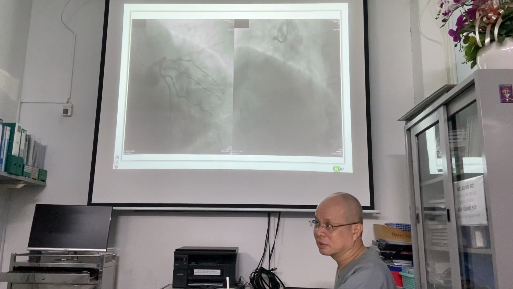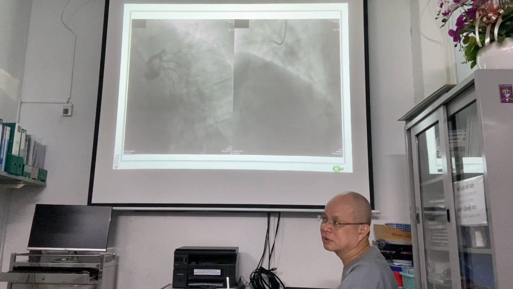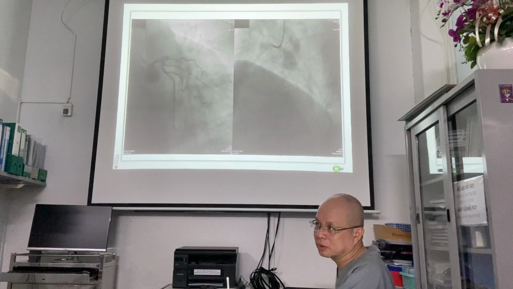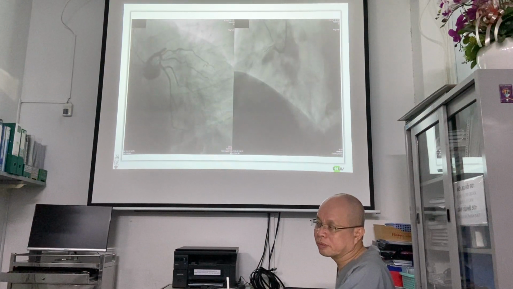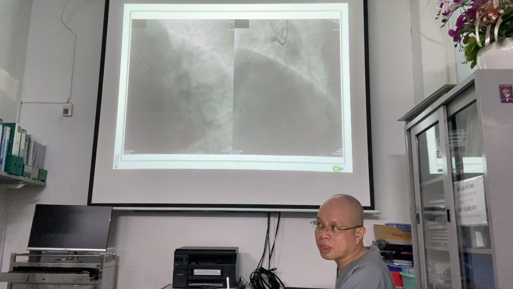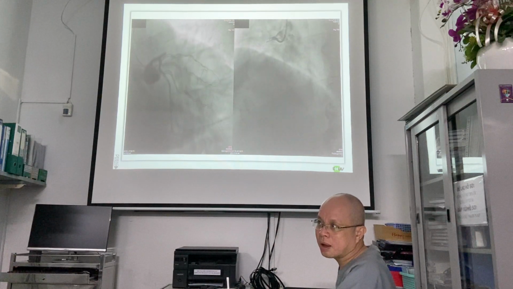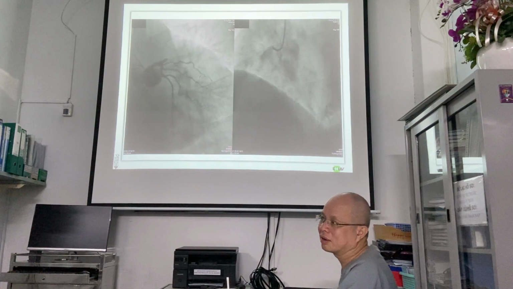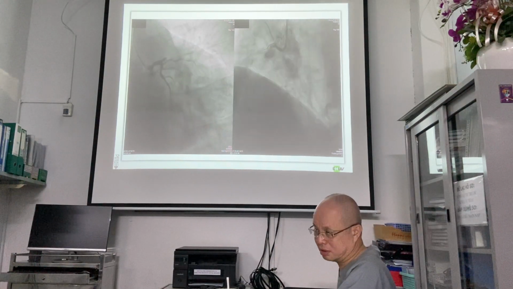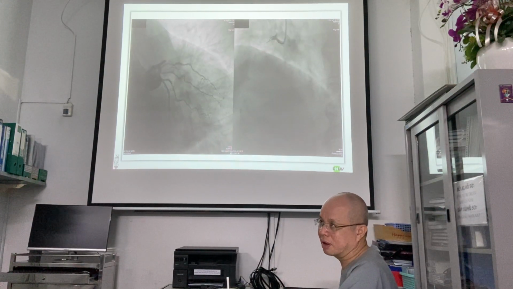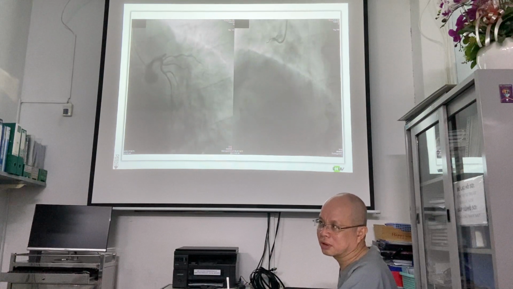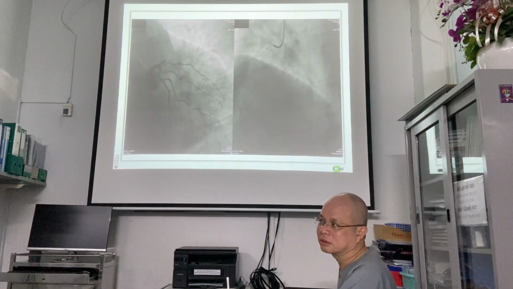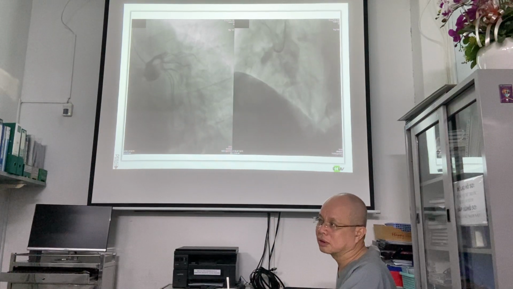Reason number two, and maybe the more important reason: what happens sometimes when you do primary PCI in inferior MI? When you open the RCA, what happens sometimes? Block. So they have bradycardia and sometimes VT/VF, and sometimes hypotension, because of the ventricular reaction when you open the right.